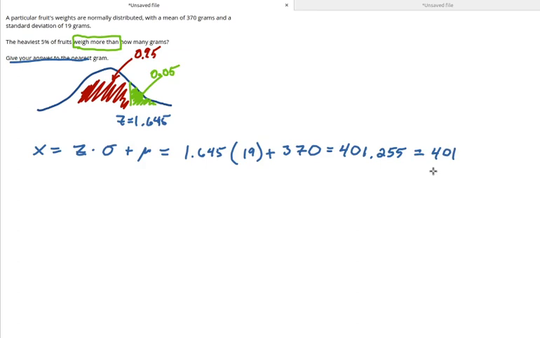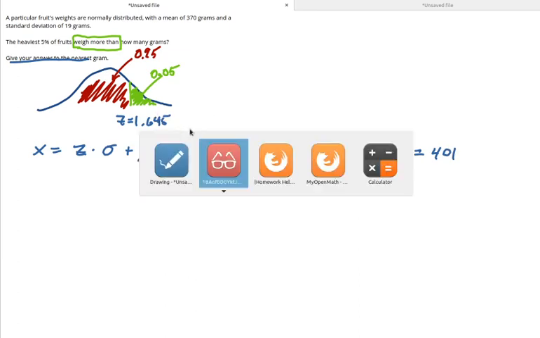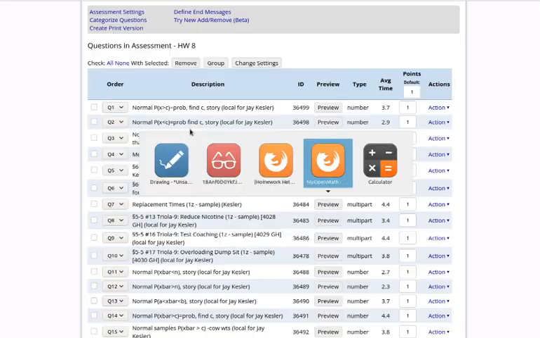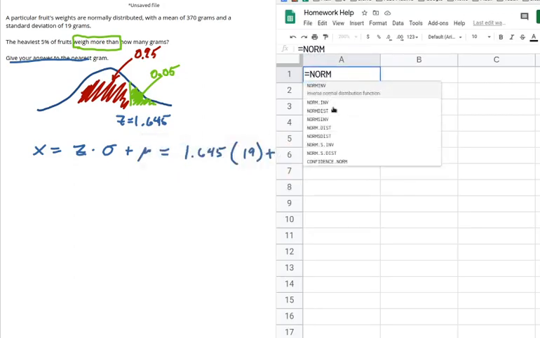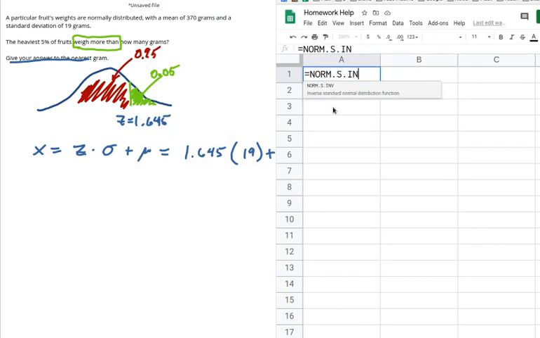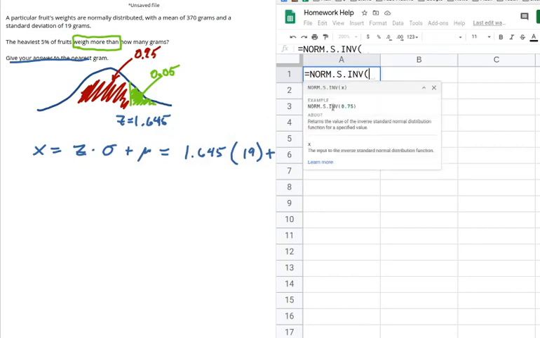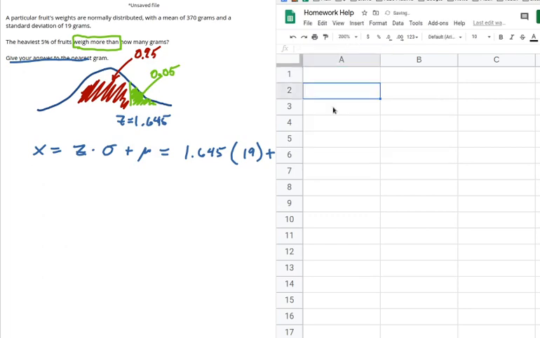Now, we could use a spreadsheet if we didn't want to use the table to get the z-score. And so a couple of different things we could do with the spreadsheet. Bring my spreadsheet up here. We could use the NORM.S.INV function, INV, and just plug in that probability to the left. And that'll give us a more precise z-score.